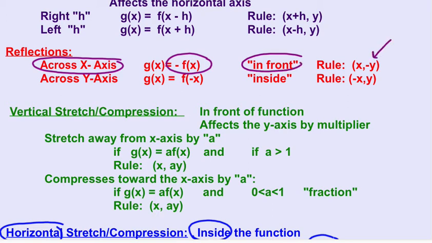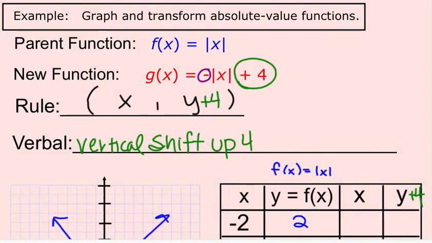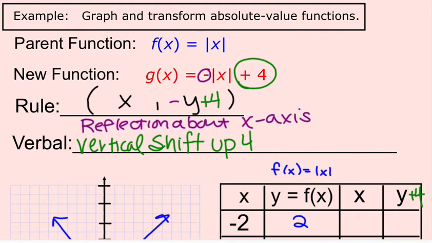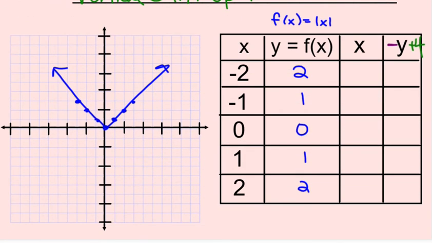So what happens? It flip-flops those y values. So instead of my function going like this, all of these y's are going to become negatives, and it's going to flip it down. So all of my y values will become negative, is my rule. My verbal is reflection about x-axis. And again, you can negate the y values. So negate the y's. All right.